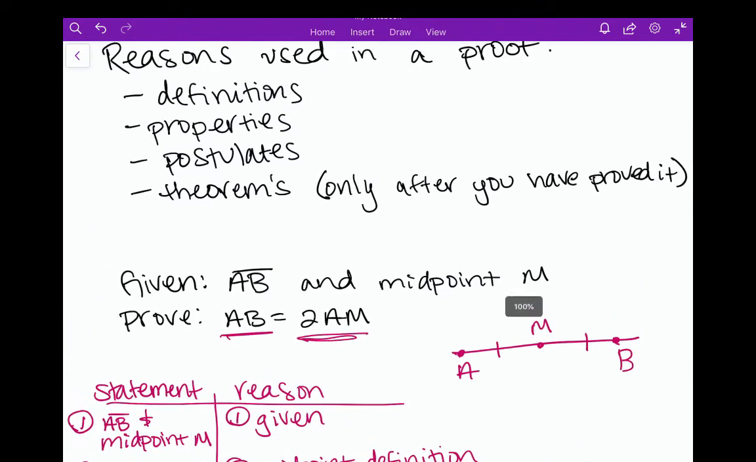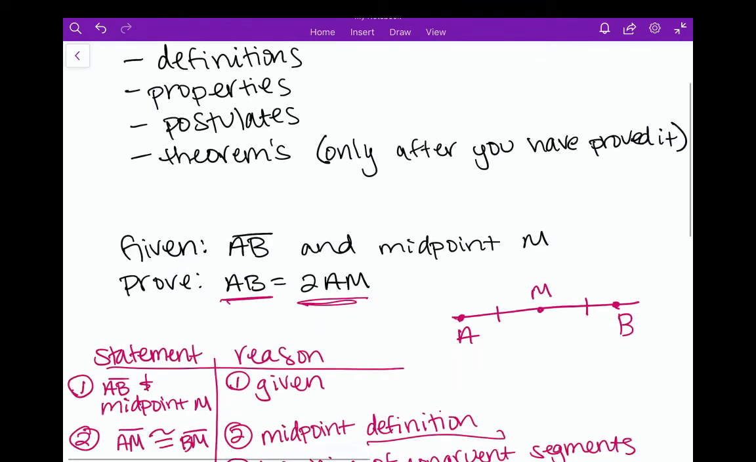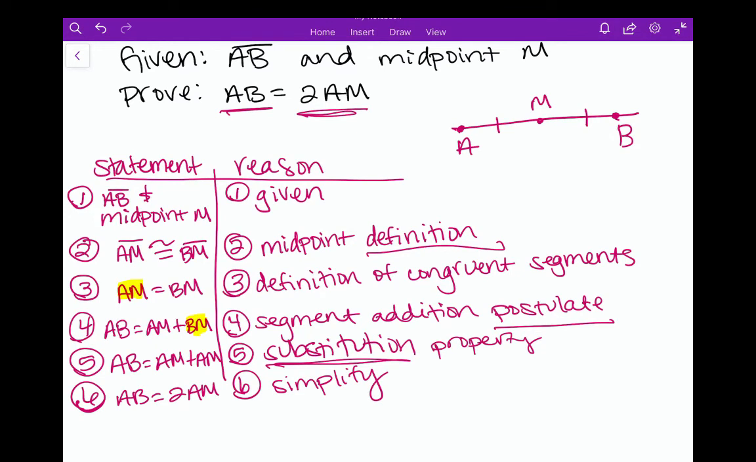So as I mentioned earlier, we're going to use definitions, properties, and postulates. We didn't use a theorem here because we really haven't proved any theorems. So that's what we used.